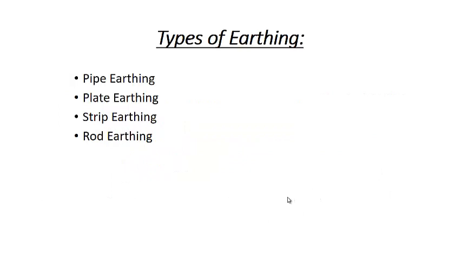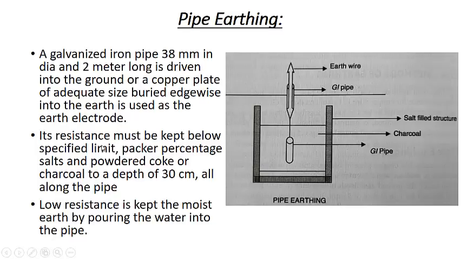Now coming to types of earthing, how do we actually do the earthing? In the case of our home, substations and other places, how do we do the earthing? There are usually four types of earthing: pipe earthing, plate earthing, strip earthing, and rod earthing. So let us first discuss pipe earthing.